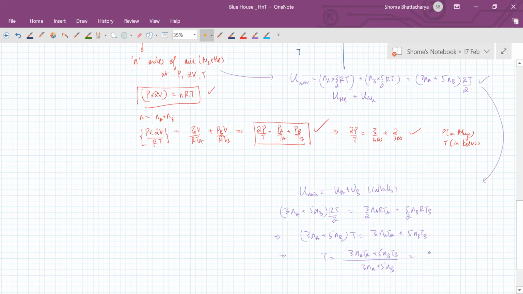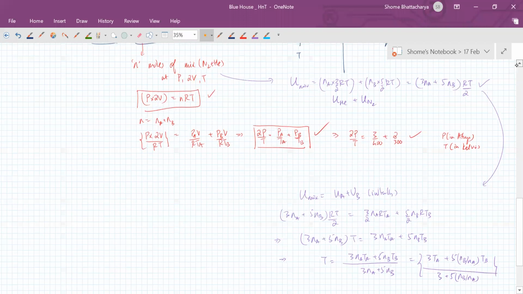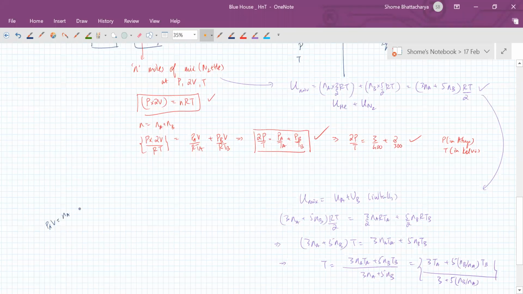So we can also write this as 3 times Na times Ta plus 5 times Nb times Tb upon 3 Na plus 5 Nb, which is 3 times Ta plus 5 times Nb by Na times Tb upon 3 plus 5 Nb by Na. So the advantage of writing it this way is that I can write it in terms of the ratio of Nb by Na. Now from the equation of state, you can see slightly above over here, this was the initial equation of state. So you can see that Pa by Pb, by dividing these two equations, is equal to Na by Nb times Ta by Tb.